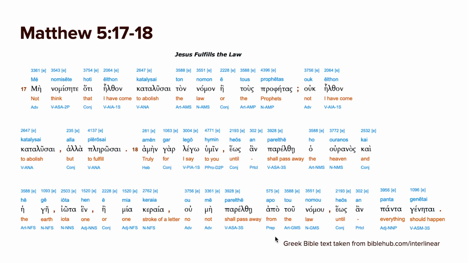All right, let's read another 2 verses here. Me nomisete hoti elthon katalusai ton nomon ton prophetas; ouk elthon katalusai alla plerosai. Amen gar lego humin, heos an parelthe ho ouranos kai he ge, iota hen e mia keraia ou me parelthe apo tou nomou heos an panta genetai.